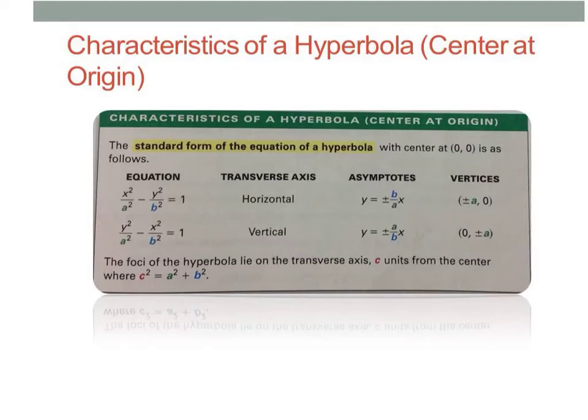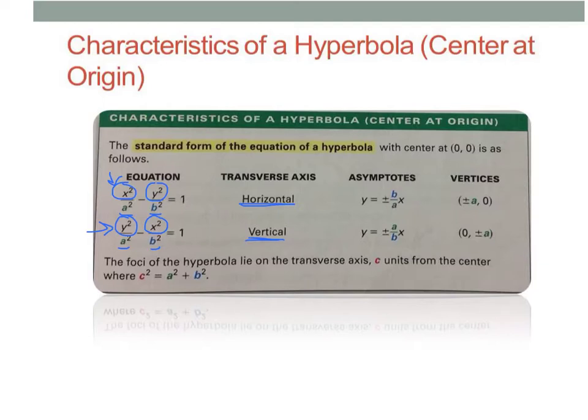I should have pointed this out on the last slide, but notice a squared is under the first term, b squared is under the second term. So in an ellipse the a and the b switch places. The a and the b don't switch places here. It's the x and the y that switch places. So if the x is first, you're talking about a horizontal hyperbola, so we're opening left or right. If the y is first, we're opening vertically, up and down.